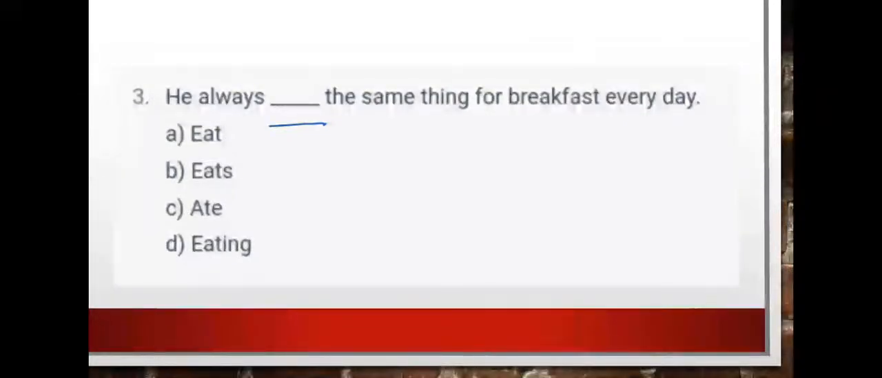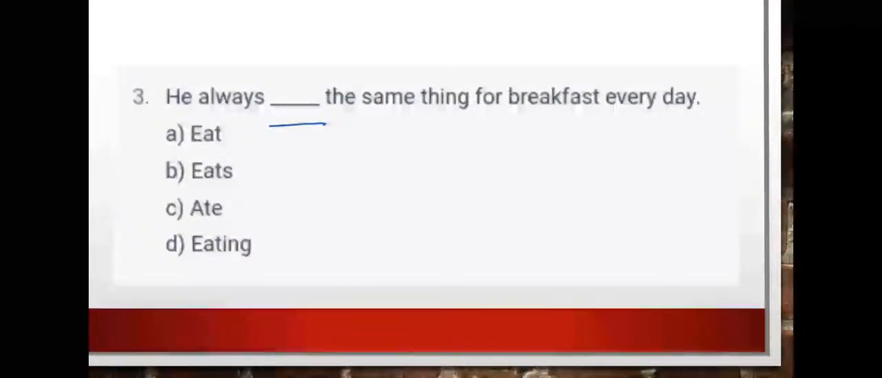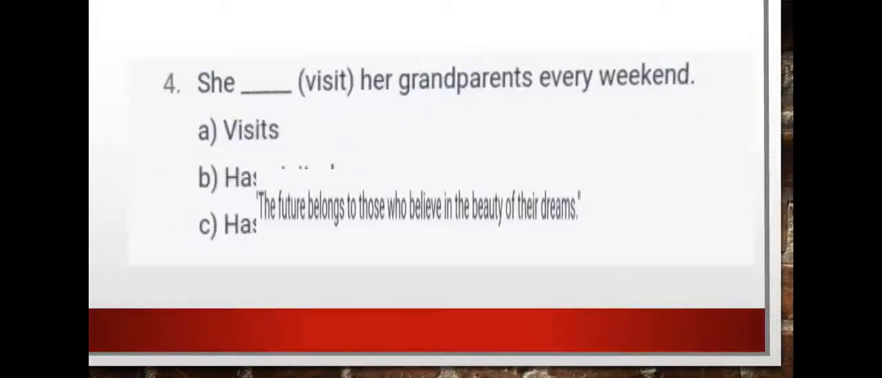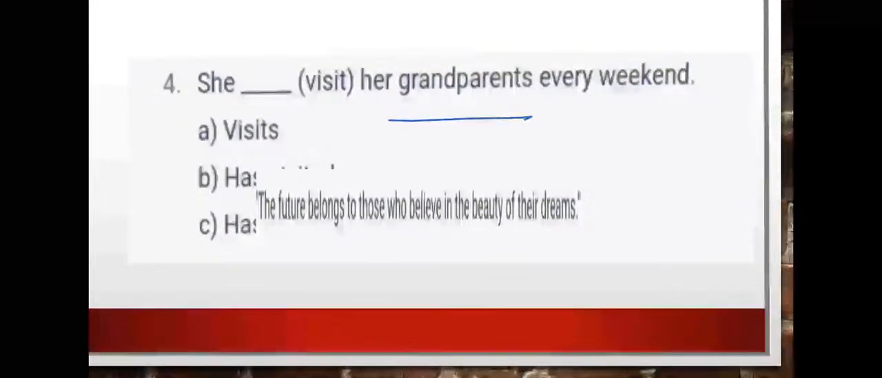He always means a kind of ritual habit. They always do this. So he always eats. I told you that we are adding s and es with the base form of the verb eat. So we have to add only s right here. So, eats. She visits her grandparents every weekend, just like, again, a ritual.